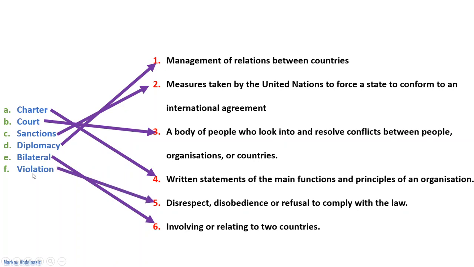Violation is disrespect, disobedience, or refusal to comply with the law. For example, when we have a law, you know what does it mean, law? I think we explained that in the previous unit. So when we have a law, everyone respects it. So if someone doesn't respect it or doesn't obey or refuses to comply with this law, we call it violation.